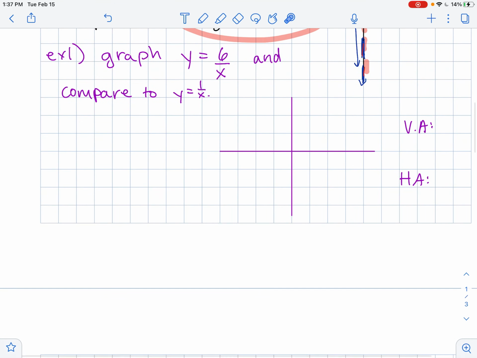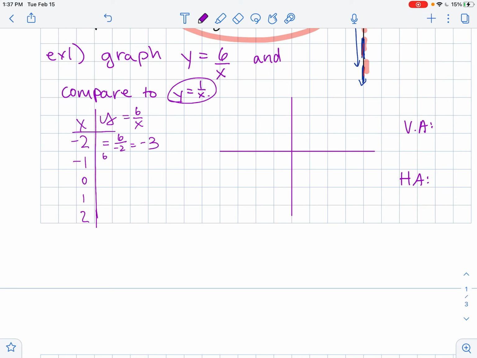So let's go ahead and graph this one. If I'm graphing 6 over x, and we're going to compare it to that equation, let's make a little chart. We use negative 2, negative 1, 0, 1, and 2. If y equals 6 over x, 6 over negative 2 is negative 3. 6 over negative 1 is negative 6. 6 over 0 is undefined. 6 over 1 is 6, and 6 over 2 is 3.